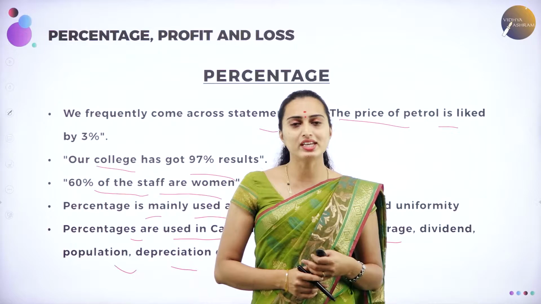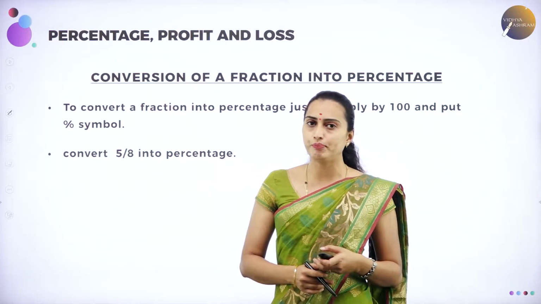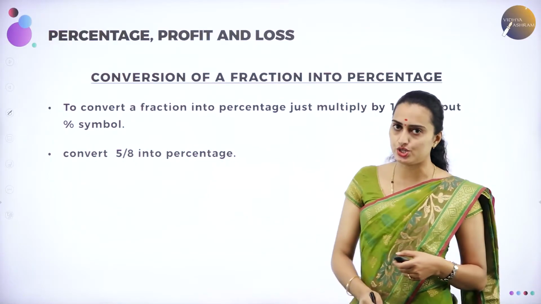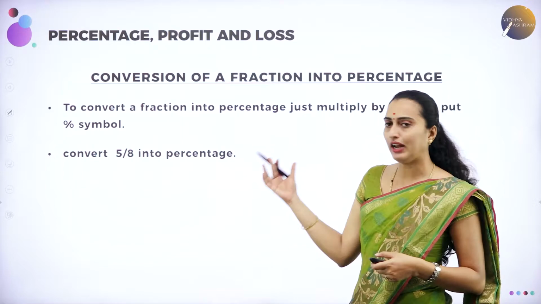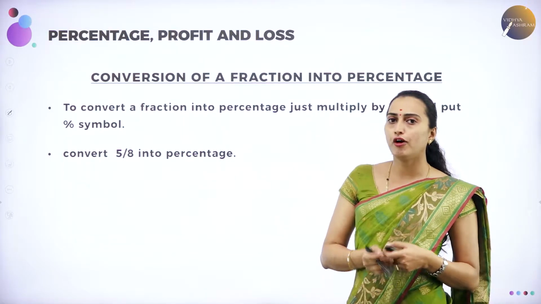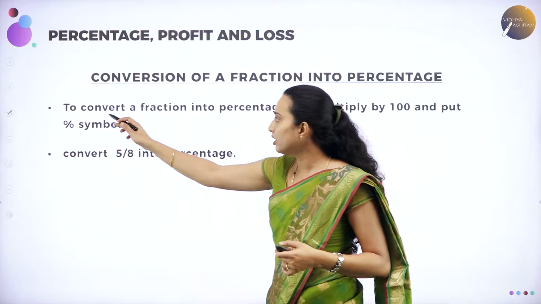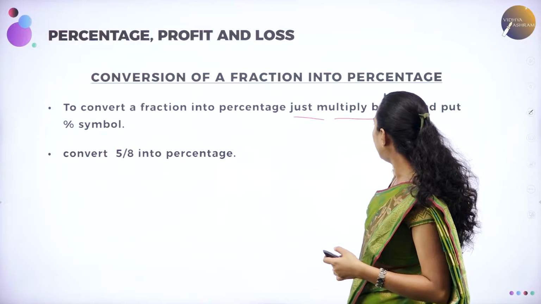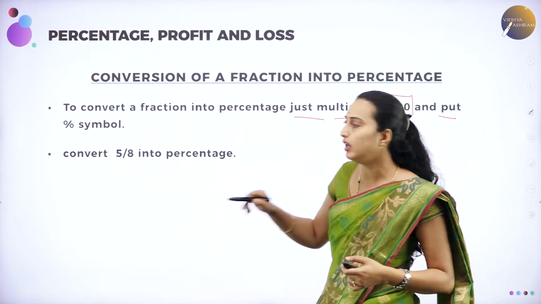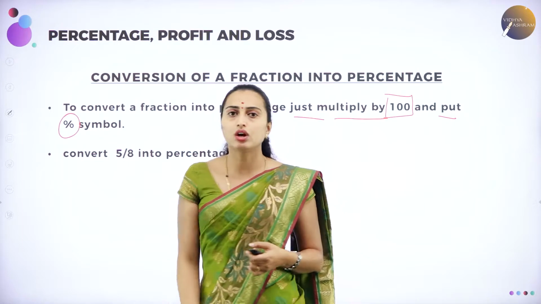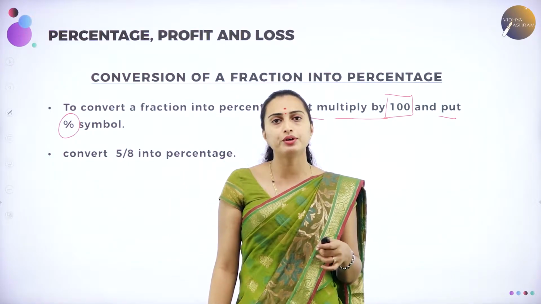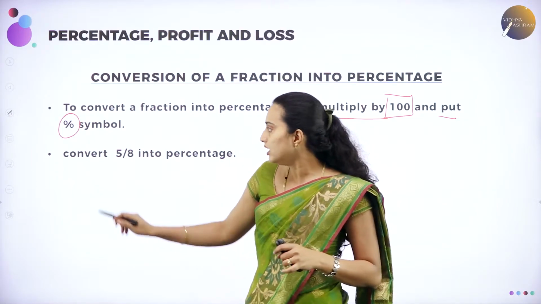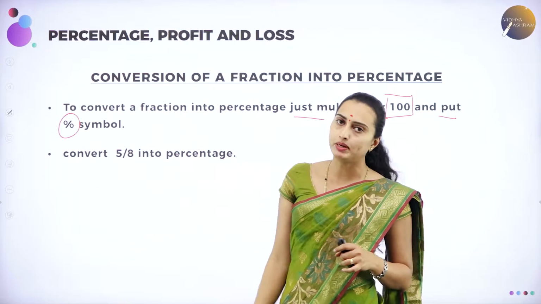Okay dear students, now let us move into solving problems. First, conversion of fraction to a percentage. How to convert the given fraction to a percentage? It is in the form of P by Q. So here, to convert a fraction into a percentage, just multiply by 100 and put the percentage symbol. That's it. Now, the first one they have given: convert 5 by 8 into a percentage.